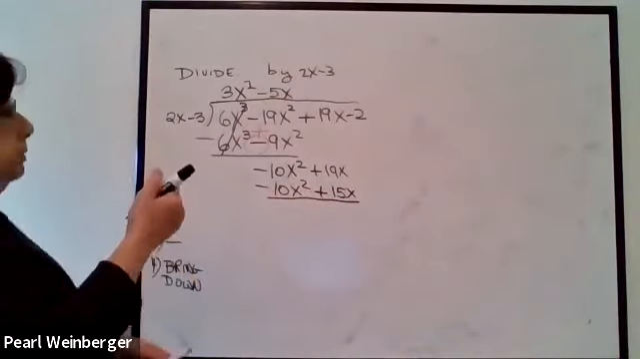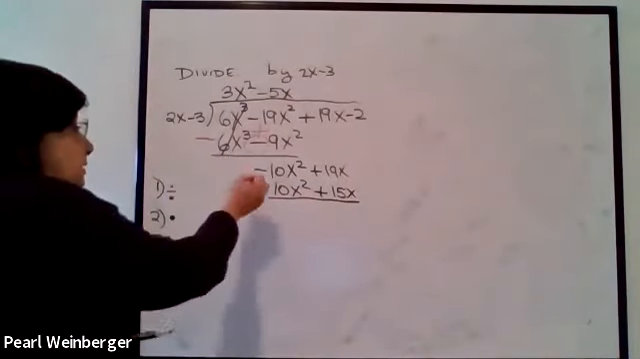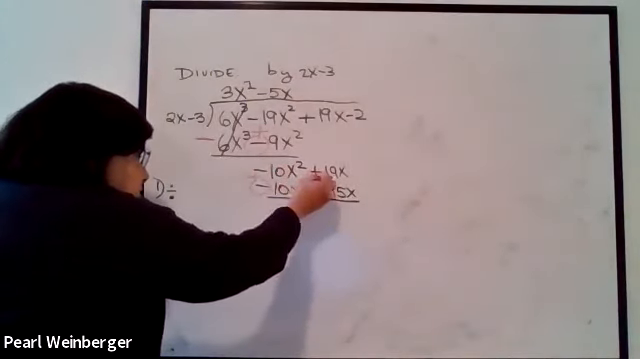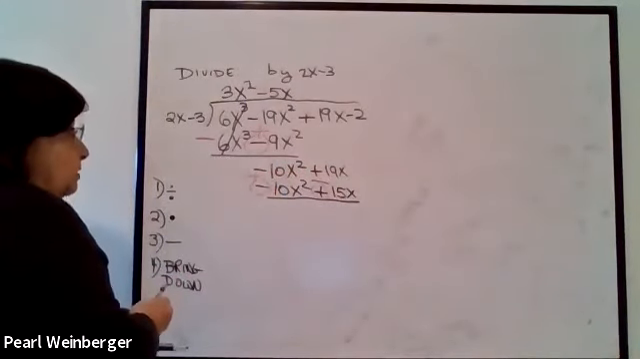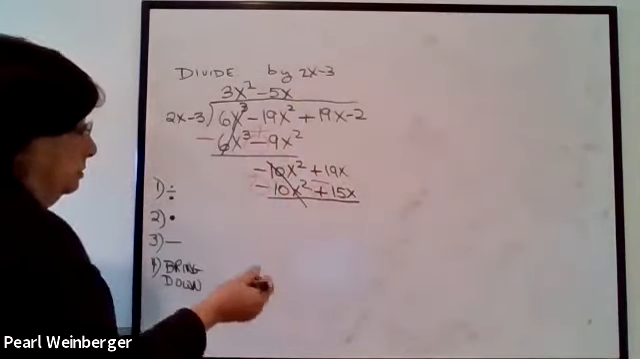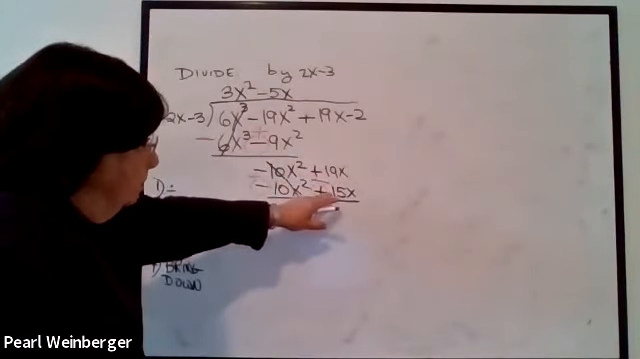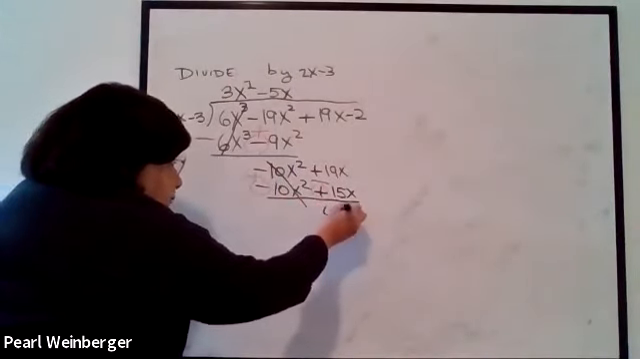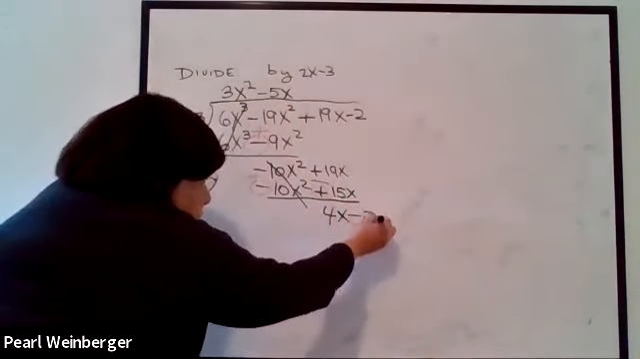Okay, once I've done the multiplication, I'm up to doing the subtraction. And again, I'm going to change my signs so that the subtraction is easier to do. So then I'm left with a negative 10x squared and a positive 10x squared, which cancels out. And the second term, I have a positive 19x minus 15x. 19 minus 15 is 4. I get 4x. And now I bring down the next term, which is negative 2.